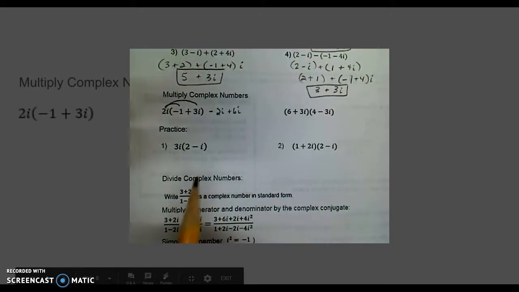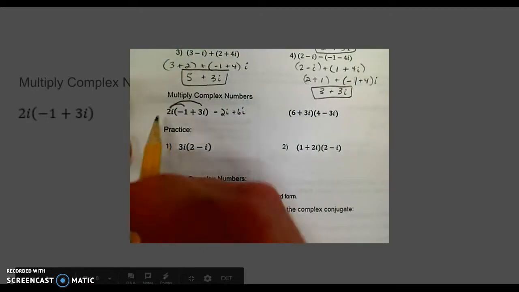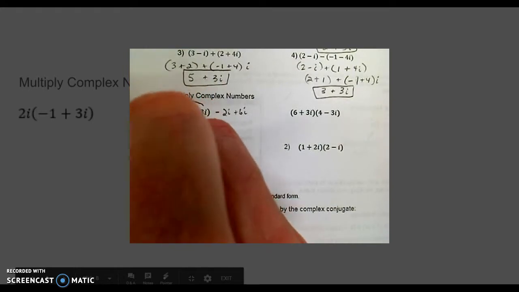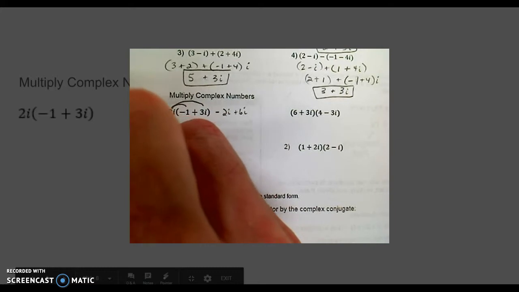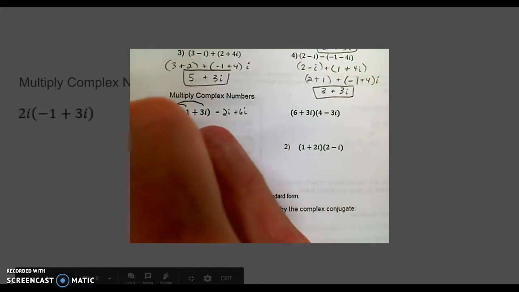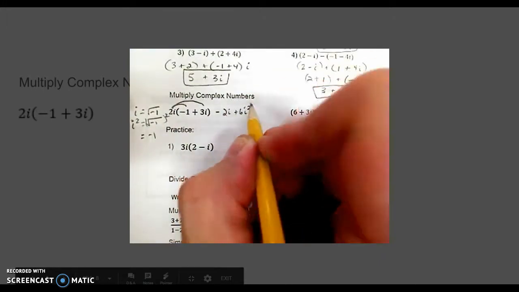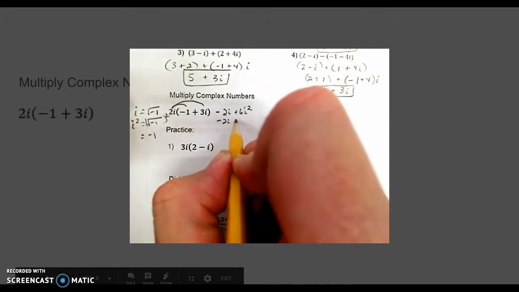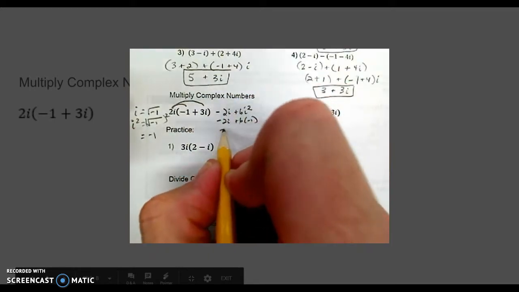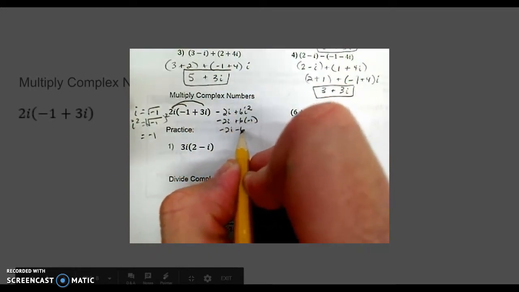Now let's take a look at something here. This is pretty important. If i equals the square root of -1, then i squared equals the square root of -1 squared, which just equals -1. So this is -2i plus 6 times negative 1, negative 2i minus 6.